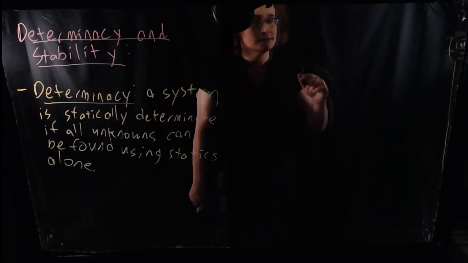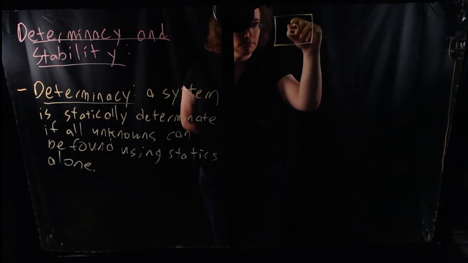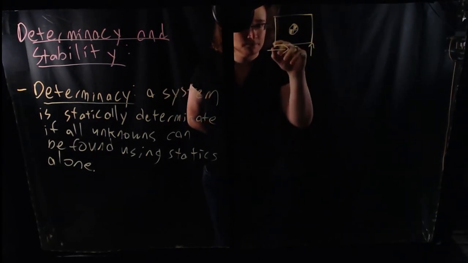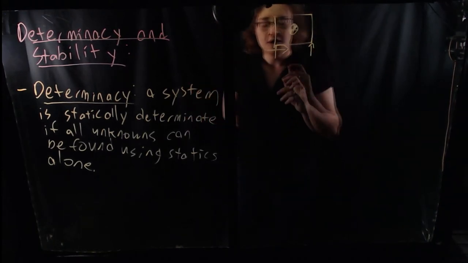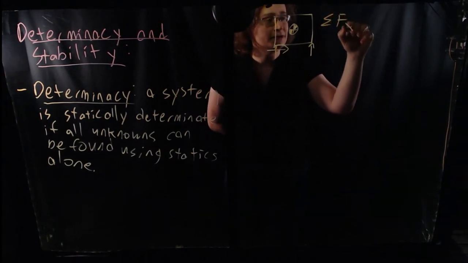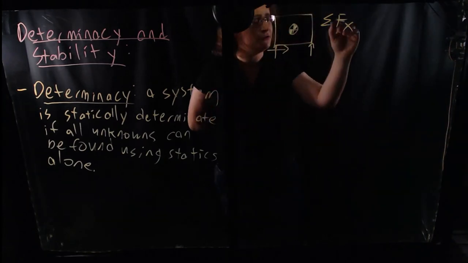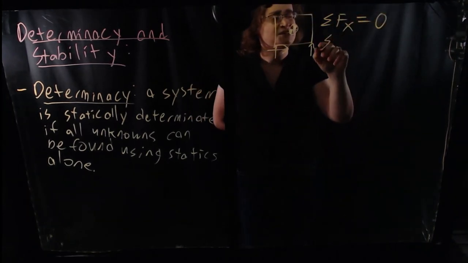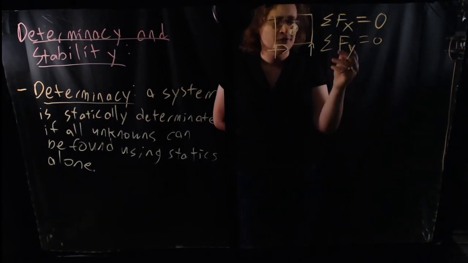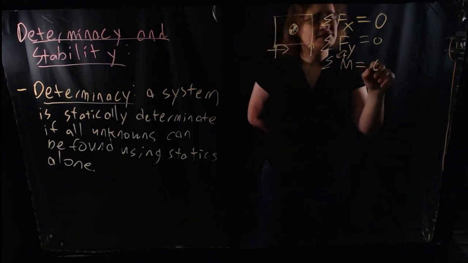So in other words, if I have a rigid body and I have a few reactions on it, maybe a pin support here or a roller support here, I apply the laws of equilibrium. The equations I'm going to use today are primarily the two-dimensional case of equilibrium: the sum of forces in the x direction is equal to zero, the sum of forces in the y direction is equal to zero, and the sum of moments, counterclockwise positive, is equal to zero.